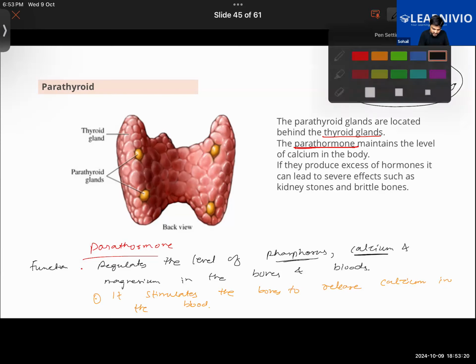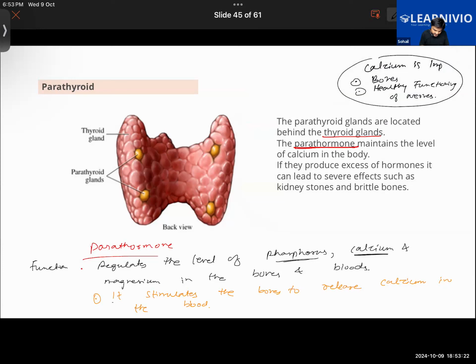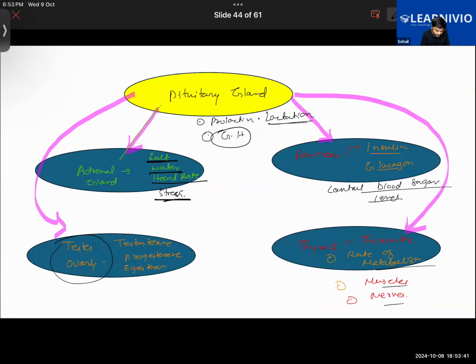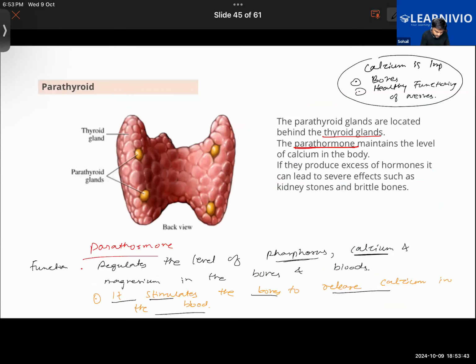Now, remember what I was saying moments ago. Pay attention to this statement: it stimulates the bones to release calcium in the blood. So think about this. If too much of this hormone is secreted, it will highly stimulate the bones to release an extra amount of calcium in the blood. If the bone is going to lose a significant amount of calcium into the blood, will this bone not become weak?